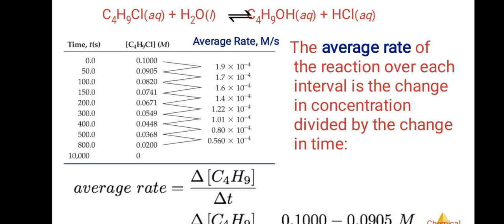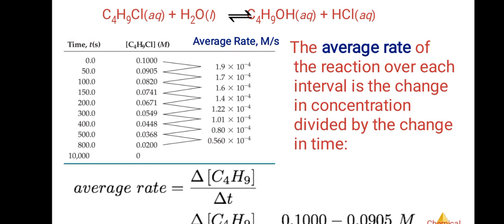So if you use the first row details and the second row details, then of course you are able to produce the average reaction rate. In this case, if you use 50 seconds and 0 seconds, and then use 0.09 and the first concentration, you are able to produce 1.9 multiplied by 10 to the power negative 4 as the average rate. And of course, I'll show you how to calculate this in my next video, after I'm done explaining almost everything, by simply using the time given and the concentration.